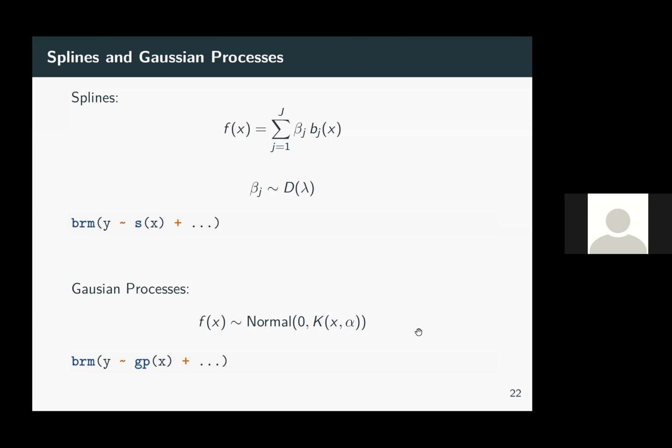And one final question here. What is the default basis set for smoothing splines in BRMS? Cubic splines or thin plate splines? Thin plate splines. MGCV uses thin plate splines by default, and that's what BRMS uses as well.